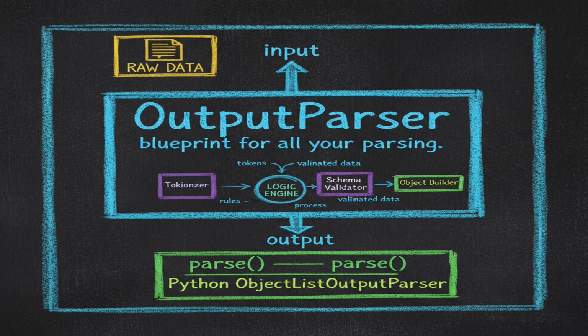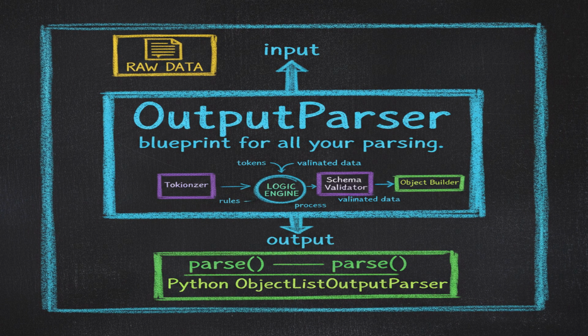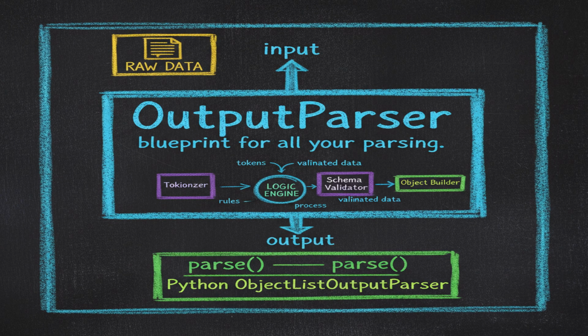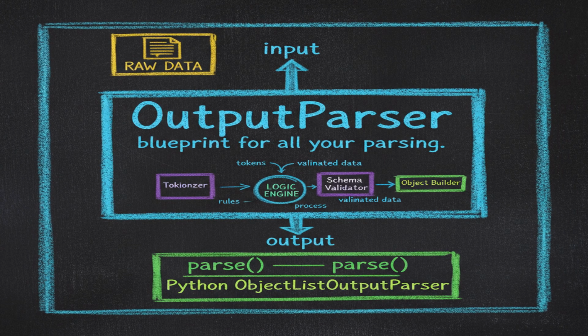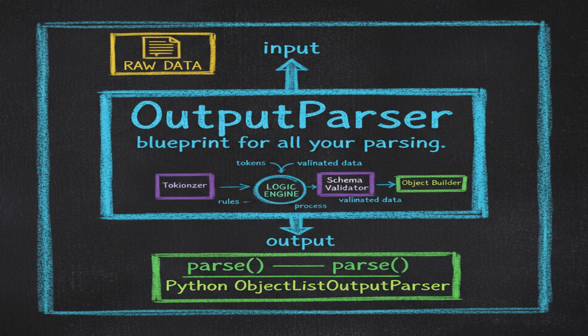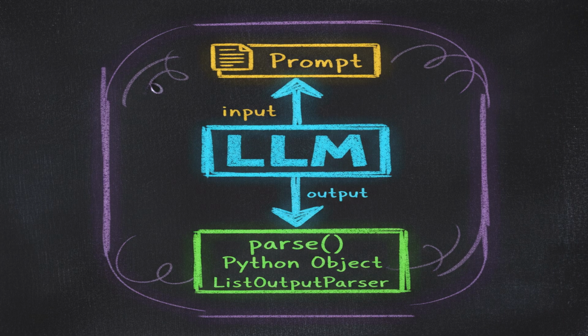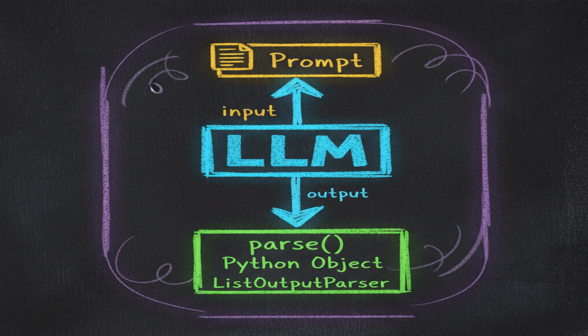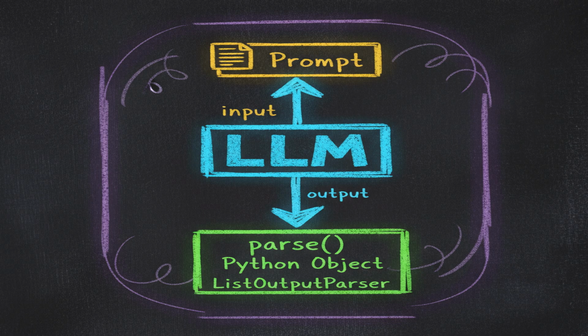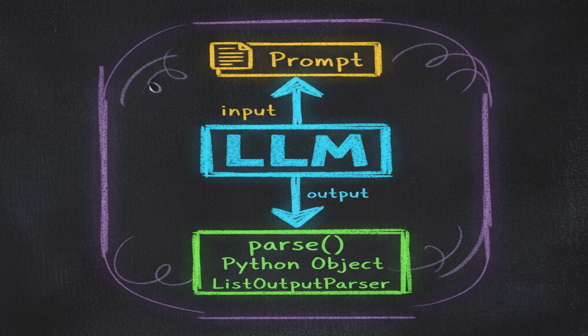It defines two critical methods: parse, which takes the LLM's text output and transforms it into a Python object, and get format instructions, which returns a string that you include in your prompt to guide the LLM's output. This sets us up for structured data extraction, where we want to reliably pull specific information from the LLM's response.